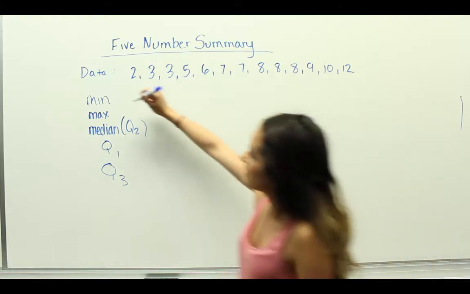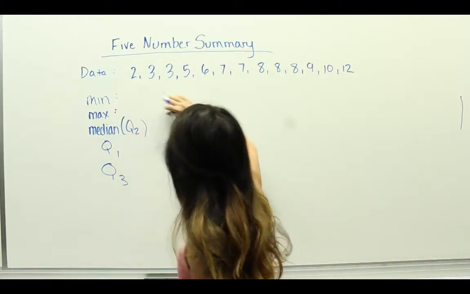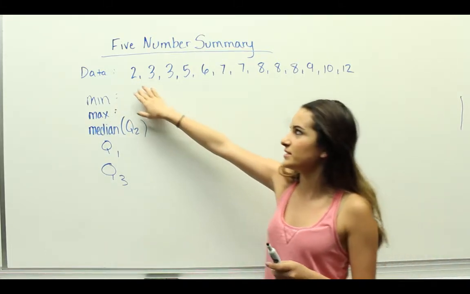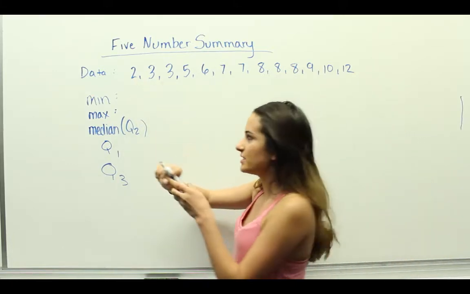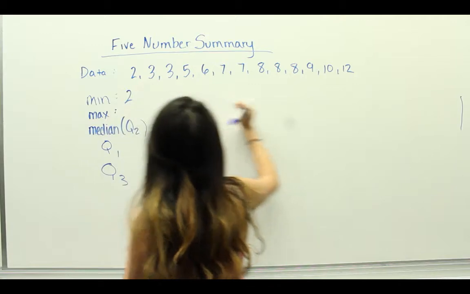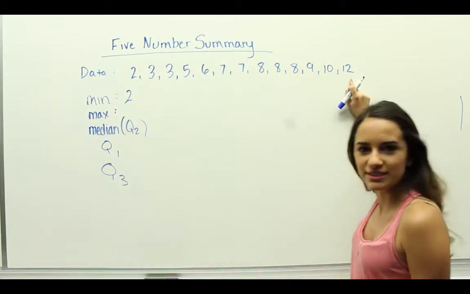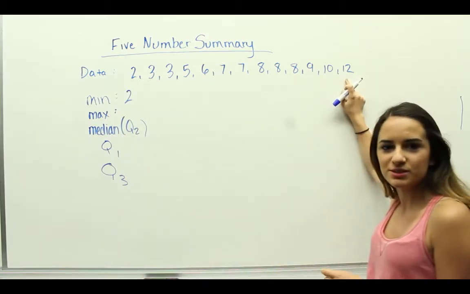So like I said, the minimum would be the lowest number in this data set, and since this is all ordered, the lowest number we get would be 2. And then the maximum would be the highest number in this data set, which in this case would be 12.